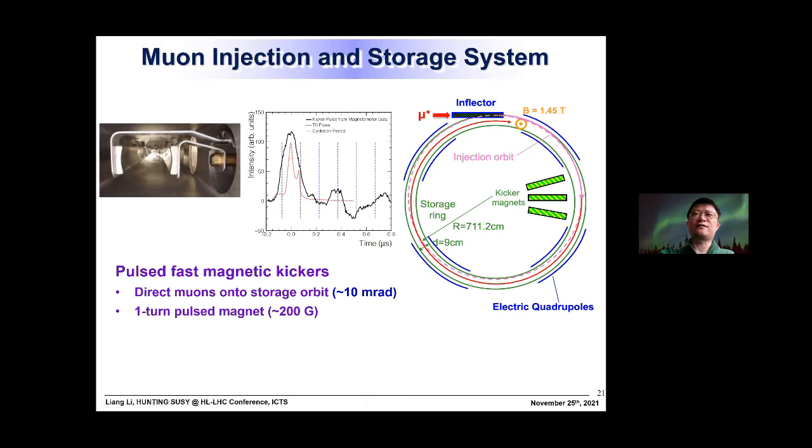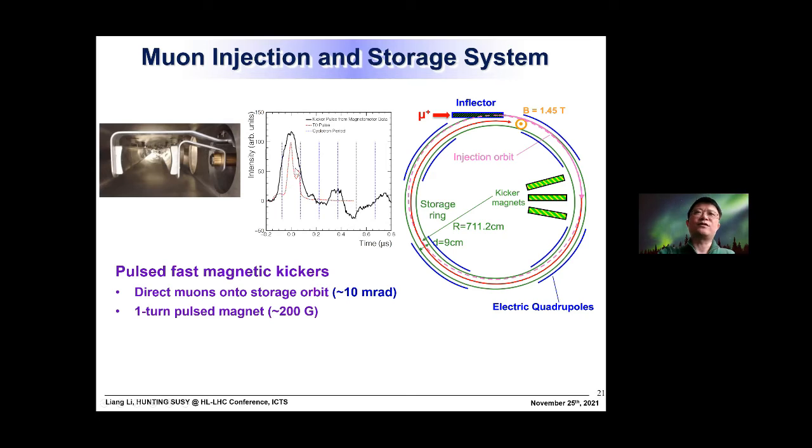This kicker just nudges the muons a little bit into the orbit, and it's very fast, right? Because you want to catch all these beams in fast injection mode. So that's why you look at this time scale. It's like 0.1, 0.2 microseconds.